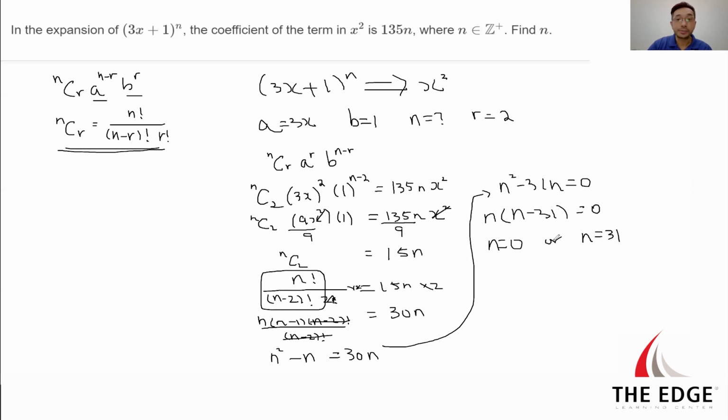Now, one of these answers doesn't work. In this case, n equals 0 doesn't work because we were told that n has to be a positive integer. And 0 is not a positive integer, so we can ignore this answer. And we're left with n equals 31.